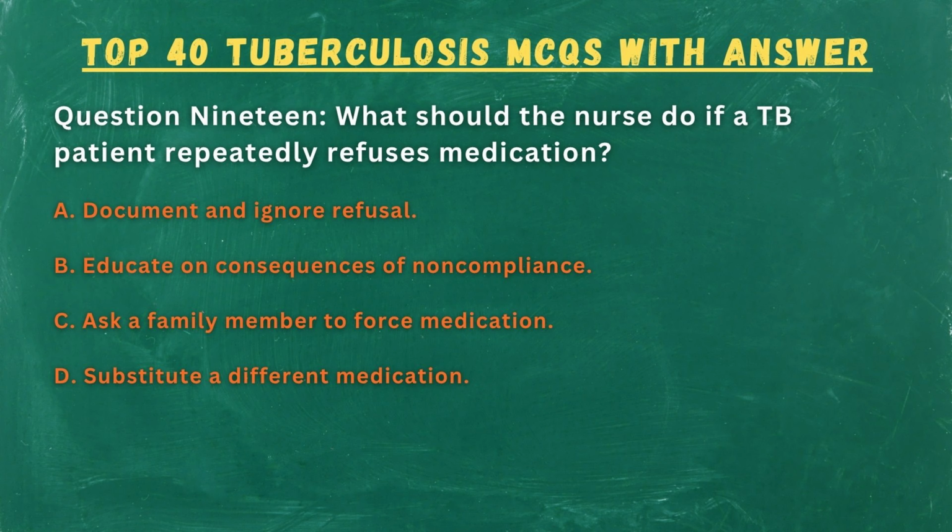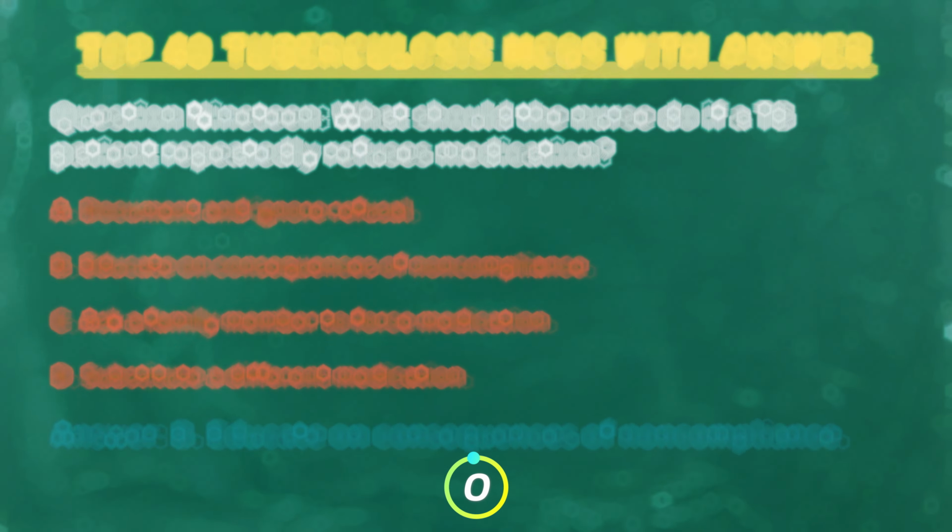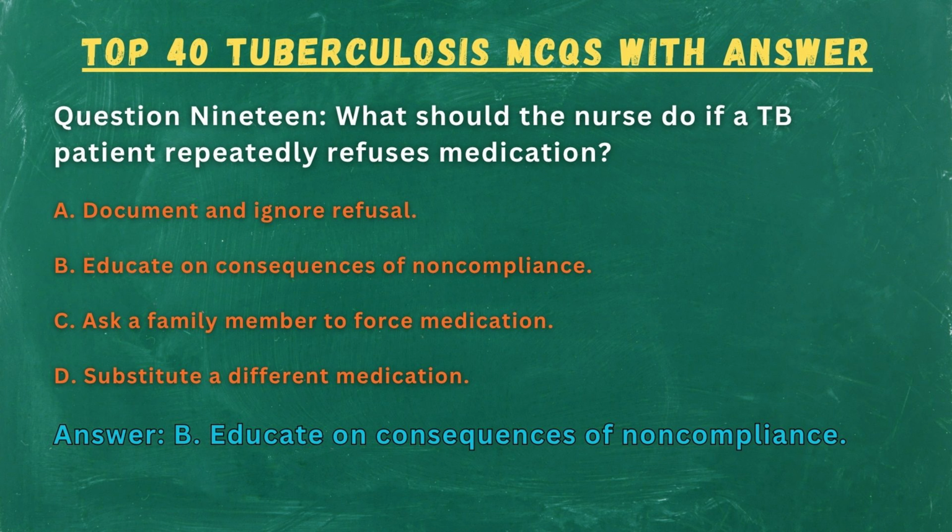Question 19. What should the nurse do if a TB patient repeatedly refuses medication? A. Document and ignore refusal. B. Educate on consequences of noncompliance. C. Ask a family member to force medication. D. Substitute a different medication. Answer. B. Educate on consequences of noncompliance.